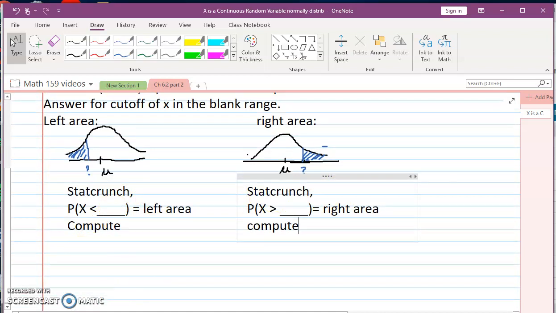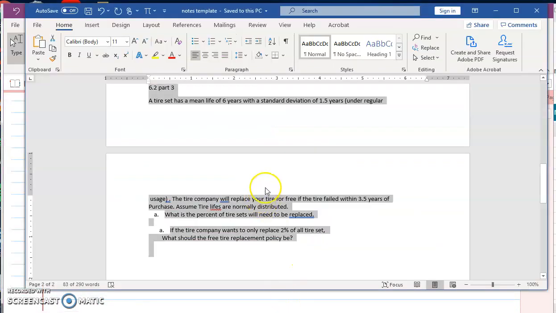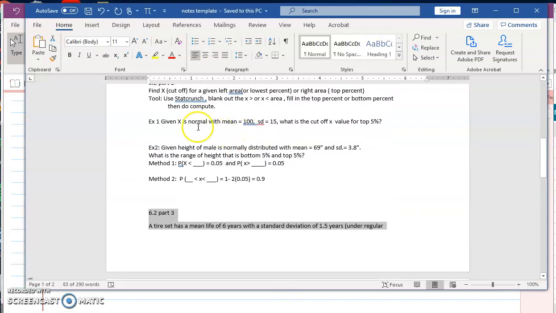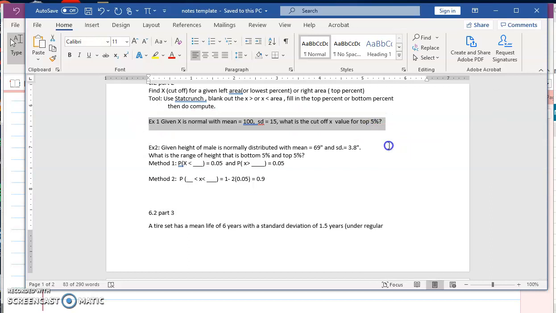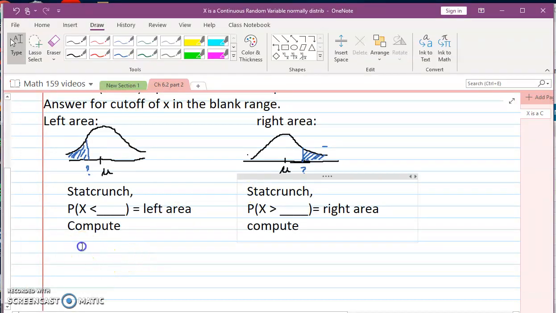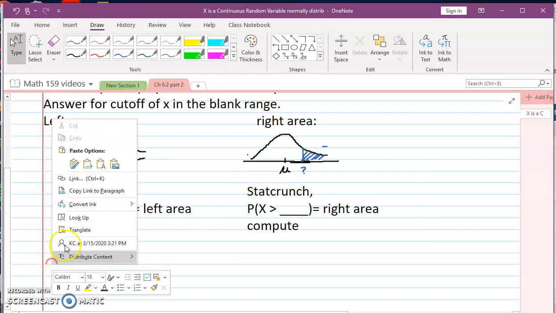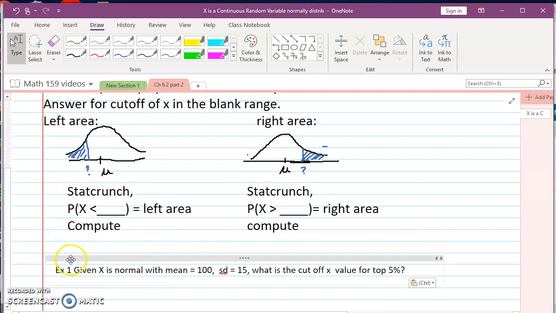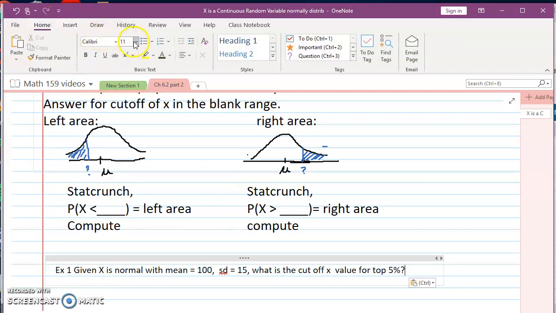So let's do an example. I'm going to do two examples. The first example: what is the cutoff for the top 5% of an IQ score? So put it over here. Example 1. Let's make it a little bigger.